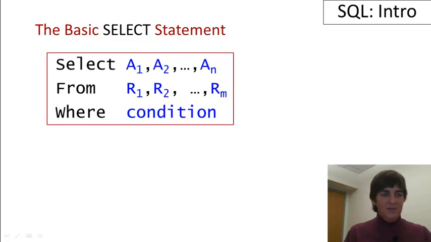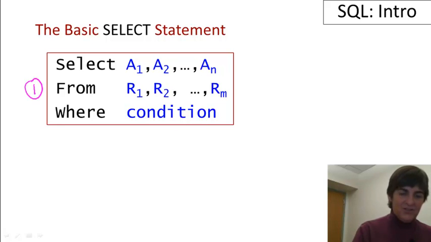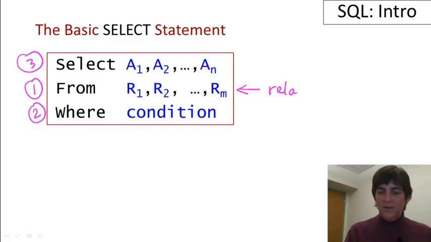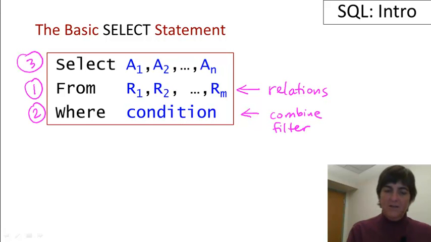The select statement consists of three basic clauses. There's the select clause, the from clause, and the where clause. And the best order to think of these actually is first the from clause, then the where, and then the select. The basic idea is that the from identifies the relations that you want to query over. The condition is used to combine the relations and to filter the relations. And finally, the select tells you what to return.